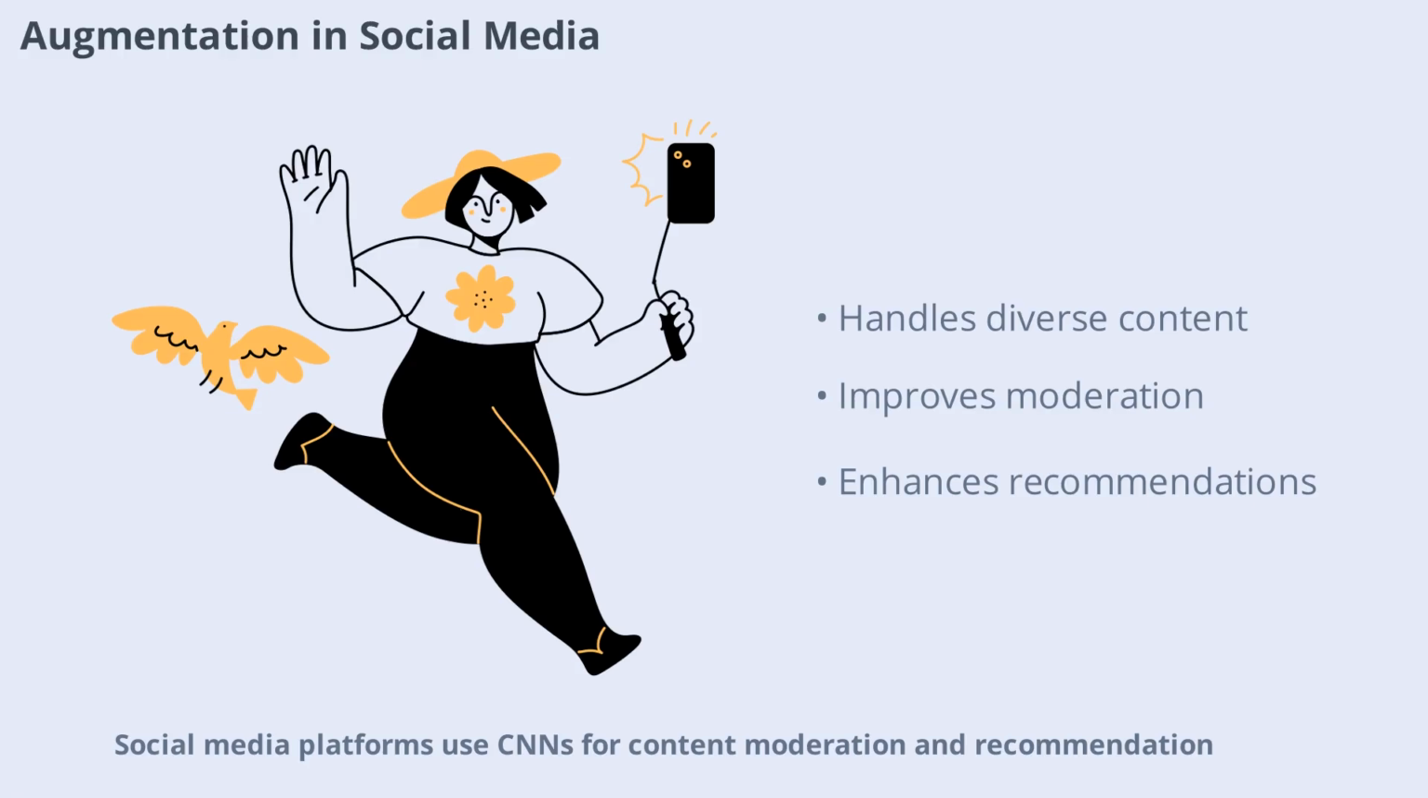Social media platforms use CNNs for content moderation and recommendation. Data augmentation helps models handle diverse user-generated content, including different image styles, filters, and formats. This leads to more effective moderation and personalized content delivery, enhancing user experience.